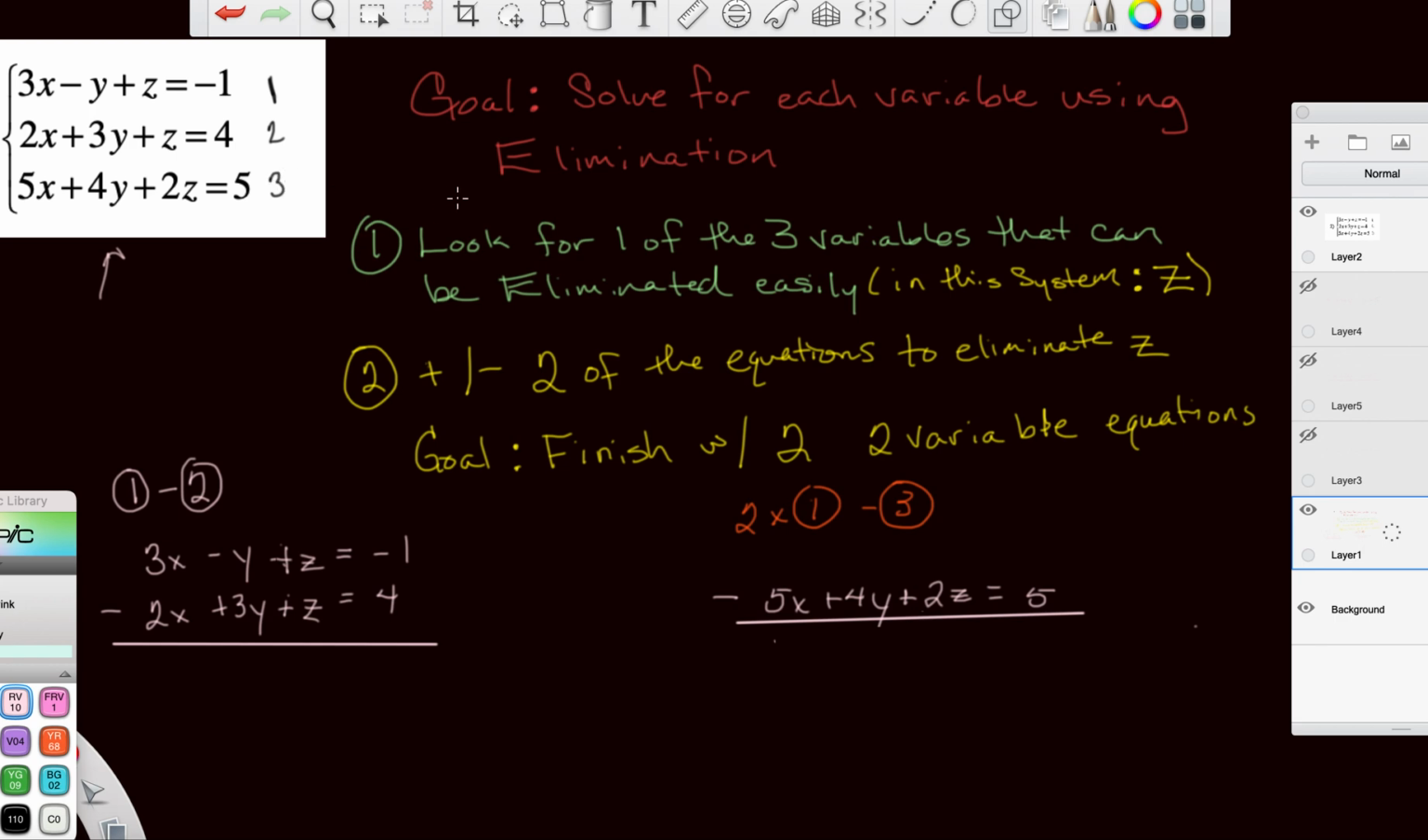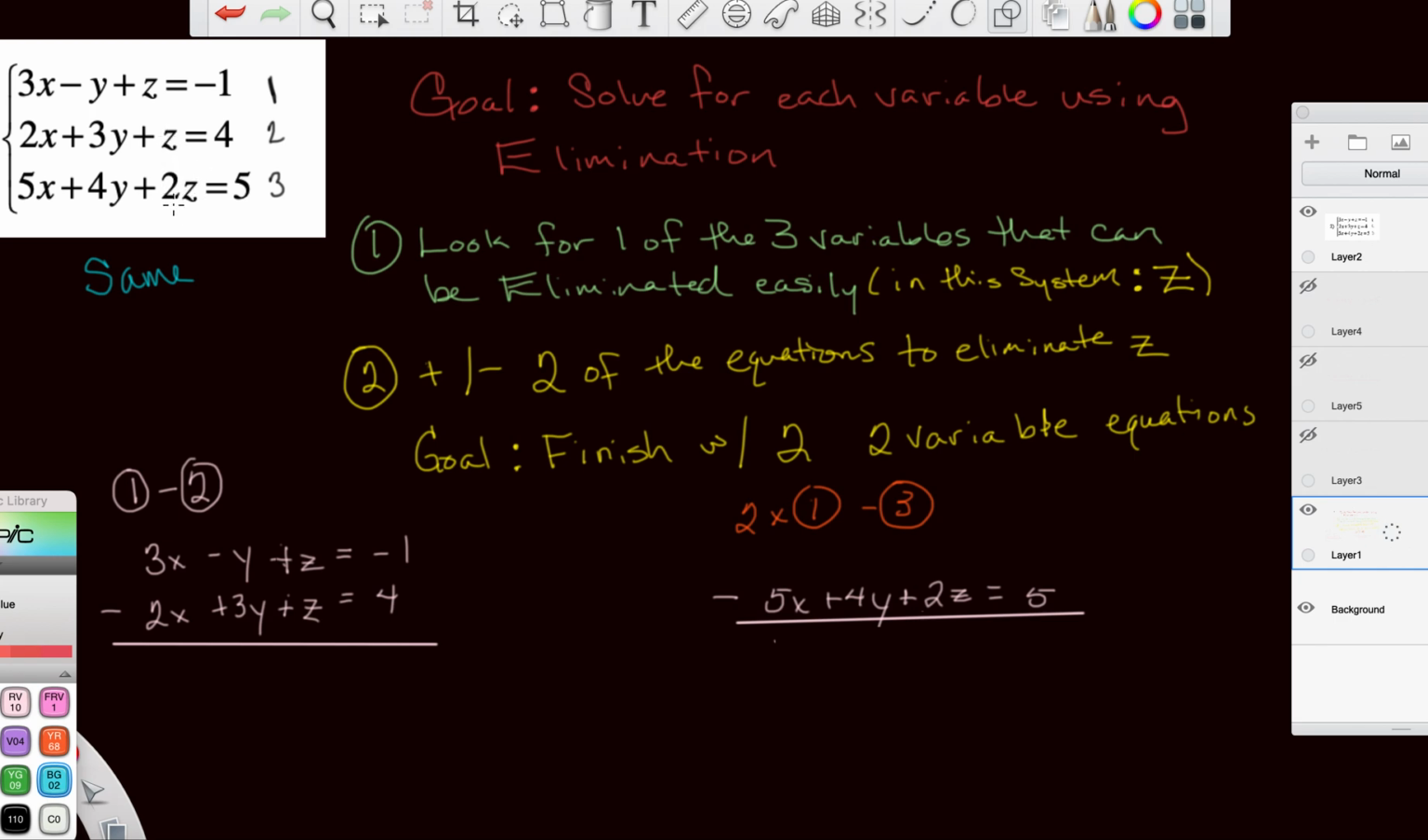So look for something easy, something you can eliminate easily. You look for variables that are the same, that have the same value. Say it's 4y and another 4y. Well, you see it right here. You have a z and another z. Okay? So you could subtract one from another and this would be eliminated.